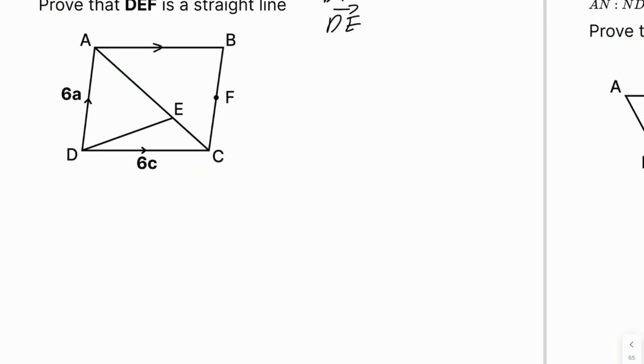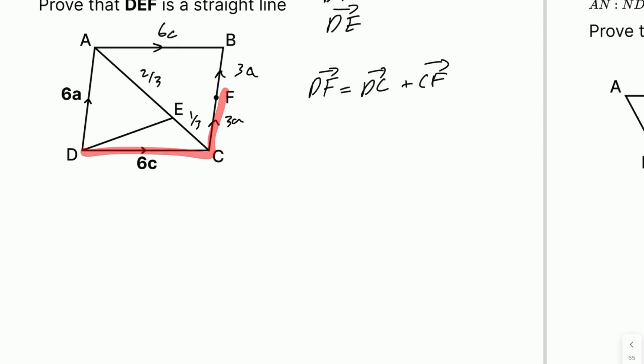Now, given this is a parallelogram, we know that's 6A. We know that F is a midpoint, so that's 6. That's going to be, sorry, that is 6C. That is A. That's 3A. And that's 3A. And we know that this is 2/3 and 1/3. So if I start by finding D to F, that's going to be D to C and then C to F. So that is that. So that's 6C plus 3A. That's that done. Now I need D to E.